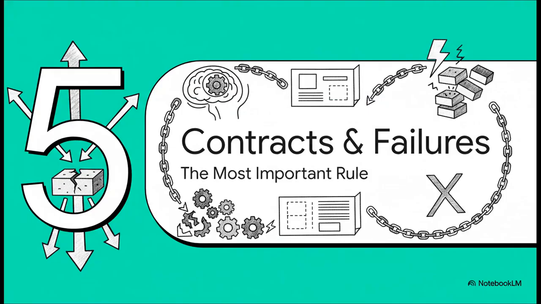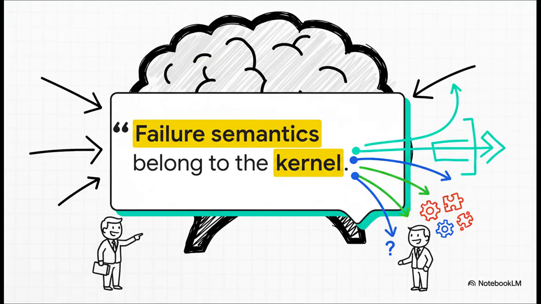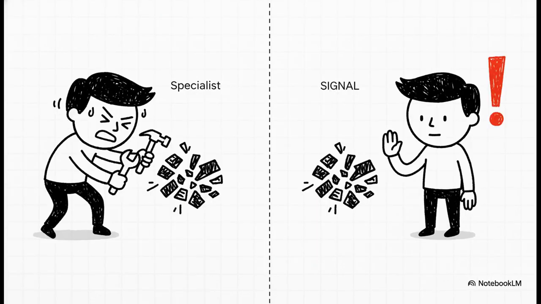Okay, let's pause here, because we're about to talk about what is, I think, the most critical rule of this entire pattern. It's a total shift in how we usually think about handling failures in our code. Just let this sink in for a second. Failure semantics belong to the kernel. What that really means is that the manager, and only the manager, gets to decide what a failure means for the entire system. So a specialist's job is super simple.